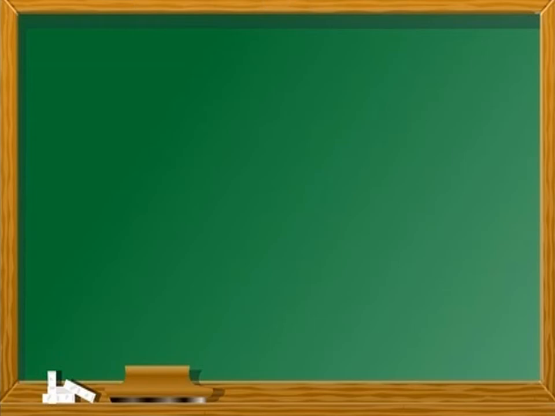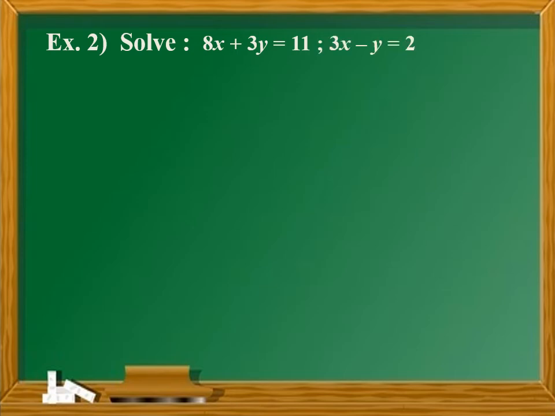For the substitution method, we will take one example. Example 2. Solve the following equations: 8x + 3y = 11 and 3x - y = 2. First, we will give numbers to these equations. So, 8x + 3y = 11. This is equation 1. 3x - y = 2. This is equation 2.